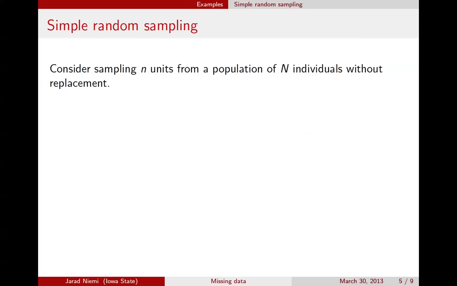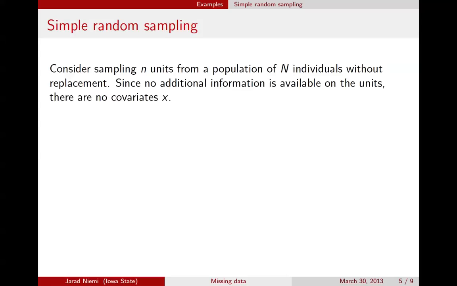Okay, so I'm going to give two specific examples, one in the survey approach and one in the experimental design approach, about how this all comes together. The first one here is just simple random sampling, where you have capital N individuals in the population, and you're going to randomly sample them without replacement for a total of small n units. And since we have no additional information on the units, there are no covariates in this example.